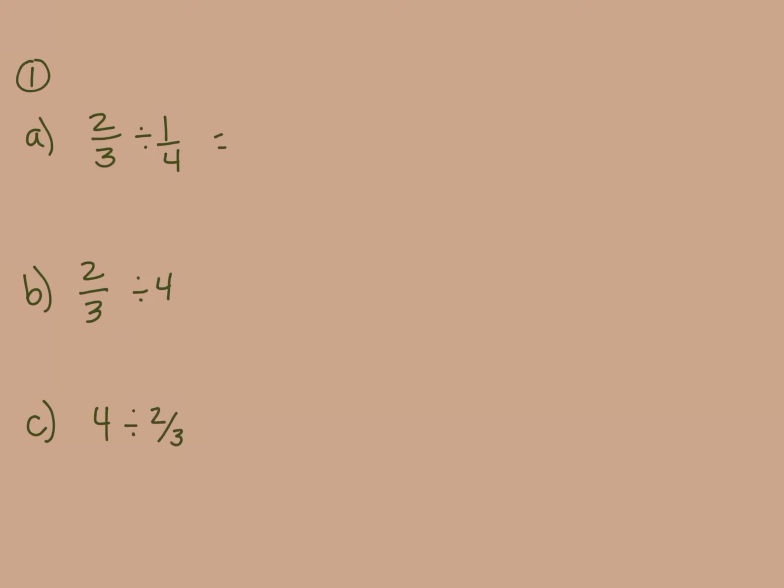For 1 through 4, we are going to invert and multiply to solve these problems. Remember, we only flip the second one. If you're flipping a whole number, there's a 1 that goes with it.